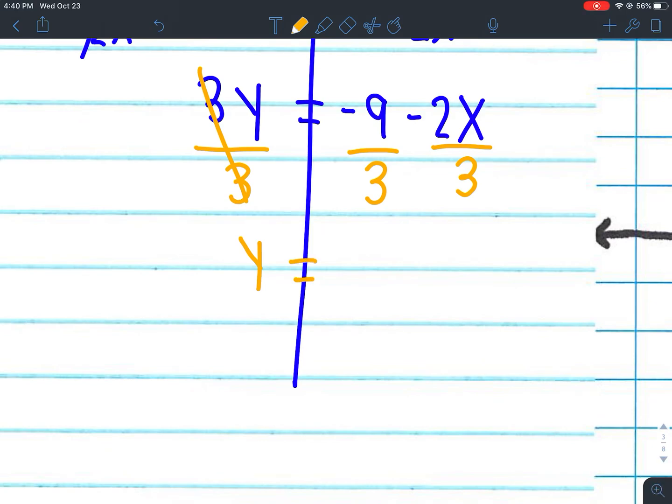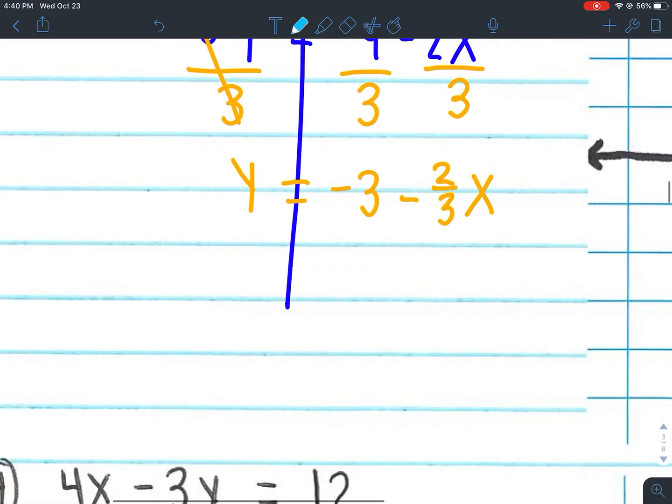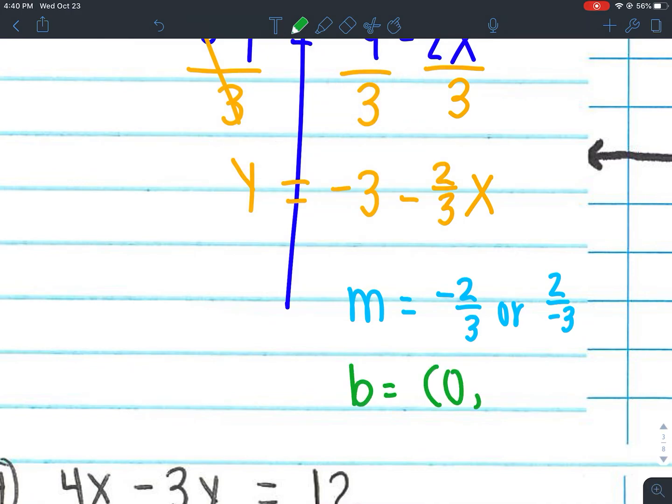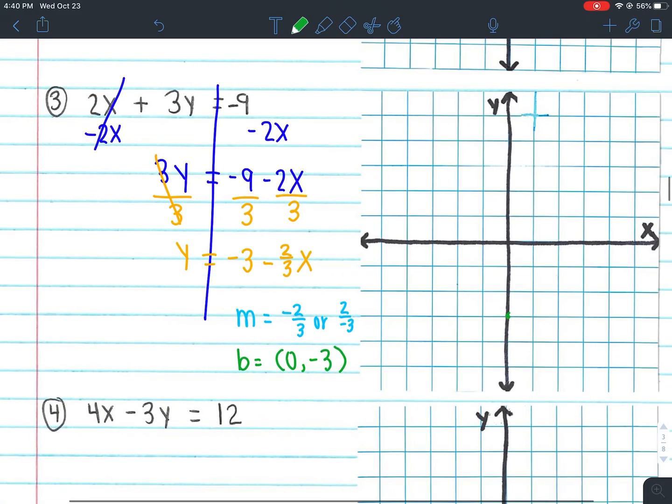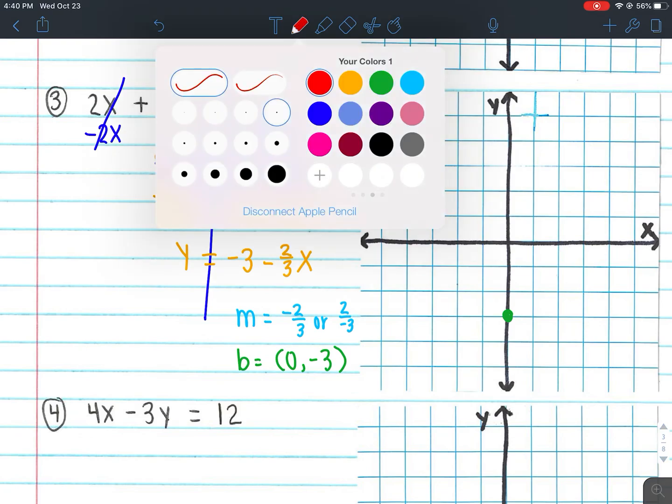3 divided by 3 is 1, so that would be just y. Negative 9 divided by 3 would be negative 3. And then negative 2 divided by positive 3 is just negative 2 over 3. And then the x is on the side over there. So our slope here is going to be negative 2 over 3 or 2 over negative 3. So you just choose where you want that negative sign. And then our y-intercept is going to be the point 0, negative 3. So make sure you get all those negative signs in there.